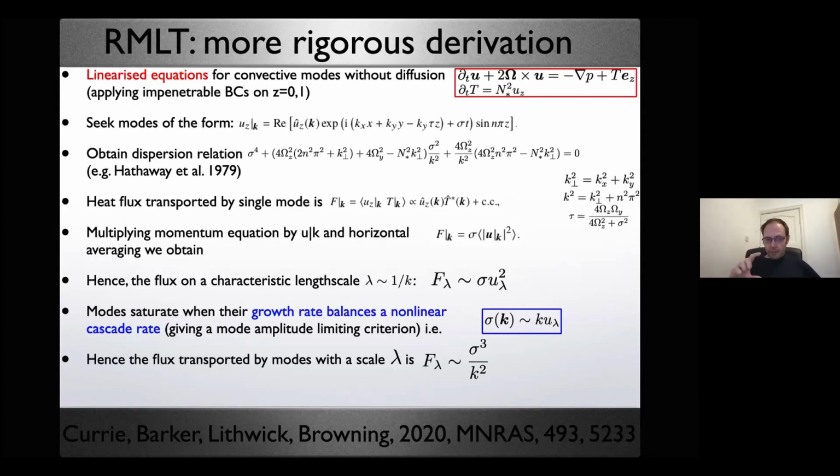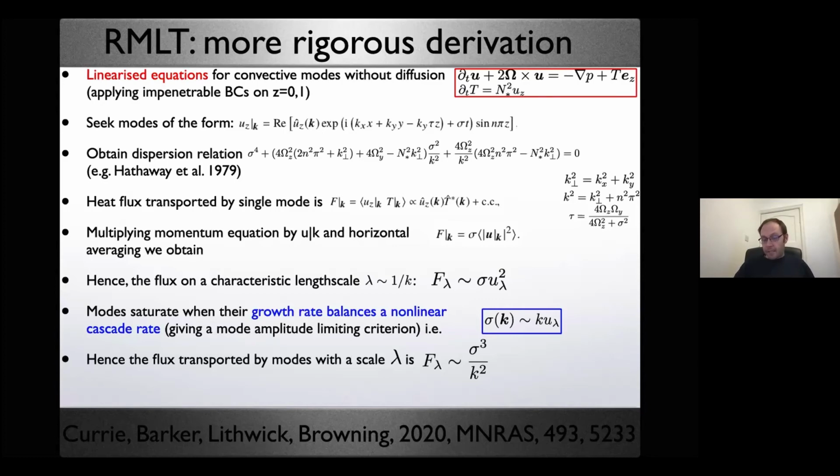boundaries at z equals 0 and 1. We can seek modes which have the form of plane waves in x and y, but have a tilted wave-like structure, accounting for the fact that in the limit of rapid rotation, modes are preferentially aligned with the rotation axis, as the flows are. It turns out we need to study modes which have the structure given here, so that the exponential factor with the minus k_y tau z term is non-obvious, but is needed to capture the tilting of the rotation axis. So we can look for linear modes of that form.